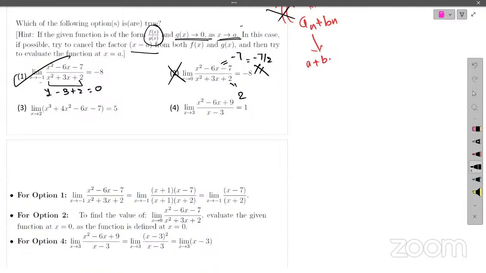Now go to the third question. The third question says to find the limit of a polynomial. And we know that a polynomial's limit is nothing but its value at that particular point. So this is another result you can see.